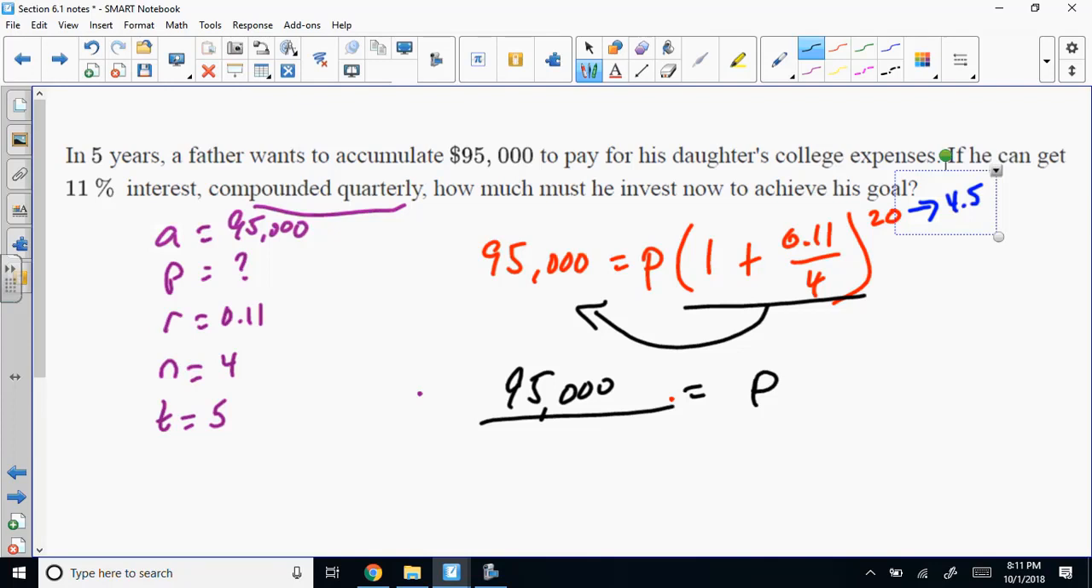So that's roughly 1.7204, now I'm rounding it, so be careful. Note that you shouldn't round it, right? Keep that in your calculator, type in 95,000 divided by the answer that you just had, and hit enter. And ladies and gentlemen, he'd have to put in $55,218.80.